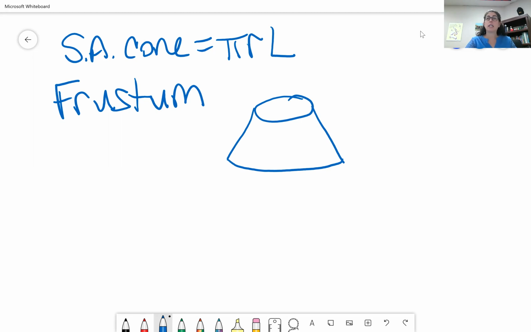And again, I'm interested in the lateral surface area. Lateral surface area means just the sides, not the circle on the top and not the circle on the bottom. So let's label our frustum. Let's call this L. The smaller radius on the top, I will label R1. And the larger radius on the bottom base, I will label R2.